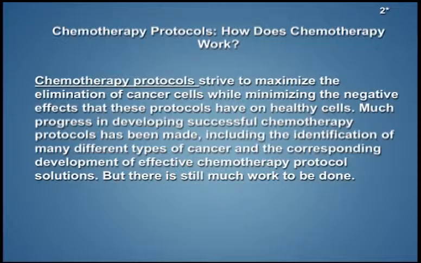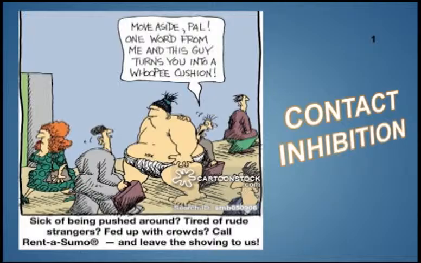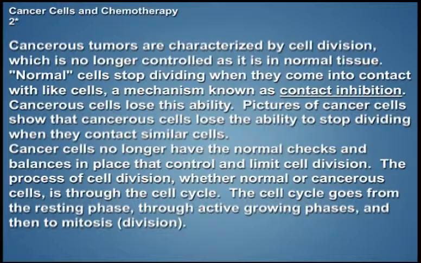Move aside, pal. One word for me, and this guy turns you into a whoopee cushion. So the sumo wrestler is the cancer cell, and the little guy that's getting squished is the normal cell. So contact inhibition: the cancer cell does not care that it has bumped into something. A normal cell will stop growing. It'll grow, and it'll split, and it'll split again. Oh, I'm bumping into another cell. I'm going to take a break. I'm going to take a rest. Well, a cancer cell doesn't care about contact inhibition, so it's a bully, and it just keeps growing and pushing the other guys out of the way, and gets larger and larger and larger.